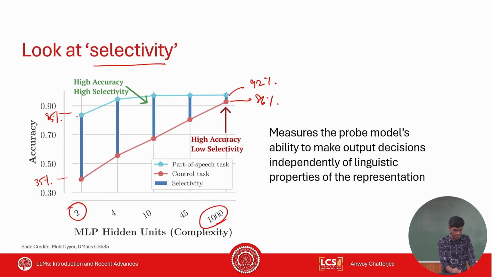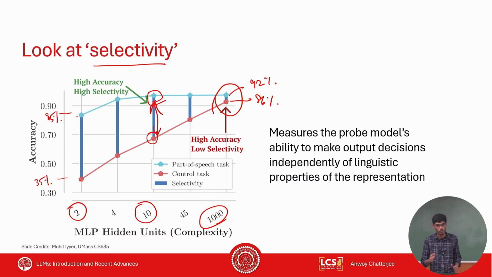This difference, we call it selectivity. So possibly what is happening here is the MLP is memorizing the labels. So ideally, the probe classifier should be such that its accuracy on the control task is low and its accuracy on the probe task is high. That is, your selectivity is high. So this is one of the ways to control that challenge.